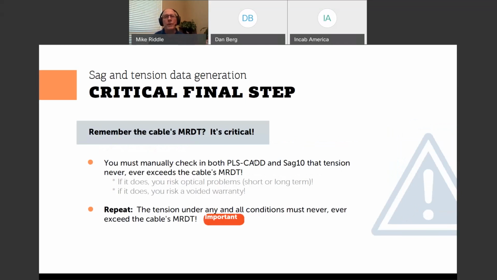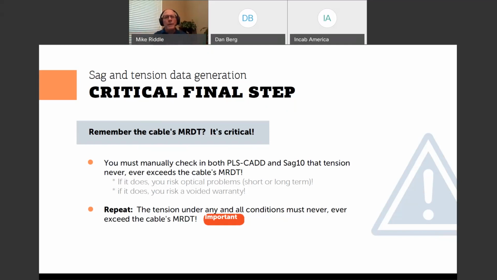Now, there's a critical final step that we're going to talk about. And remember, I said there are two things, if nothing else, you learn from this webinar, I want you to take away. And one of them is the importance of the cable's maximum rated design tension. And you've got to check that yourself in both PLS CAD and SAG 10. Of course, the reason is that metal cables don't have an optical unit. So you kind of don't care. You can go up to that 80% limit and keep it there for 5 years and no problem.